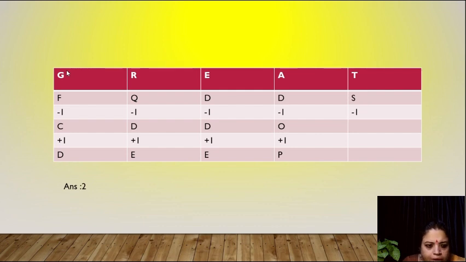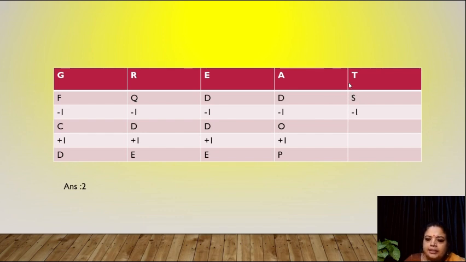But if you look at these words, G is written as F. That means F comes before G in A, B, C, D, E, F, G. So F is actually the precedent of G. Similarly, Q is the precedent of R, that is why I have represented it as -1 here. D is actually the precedent of E. D is actually the precedent of A. Like that it comes.